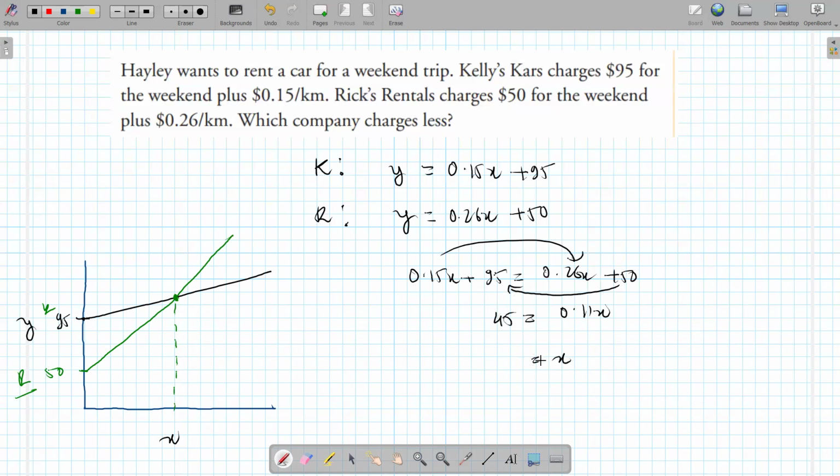That is not going to be a nice number. 45 divided by 0.11 is like 409 kilometers. So we know this is 409. So how would you answer this question? Which company charges less?